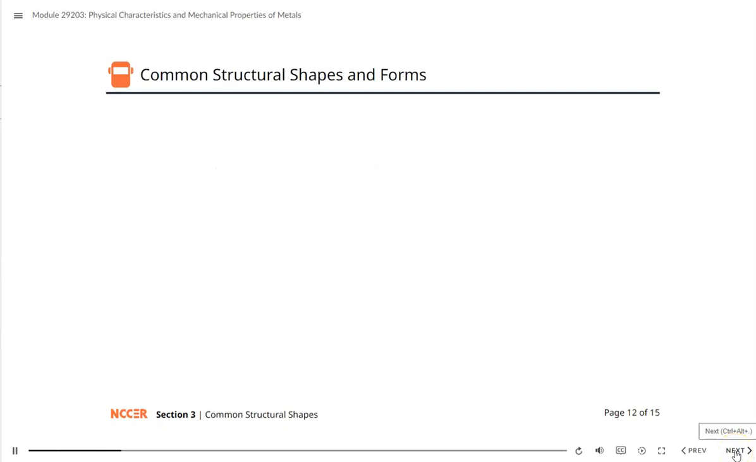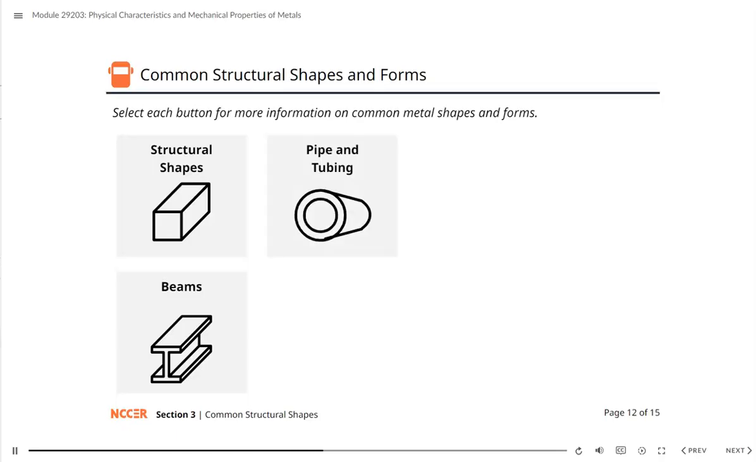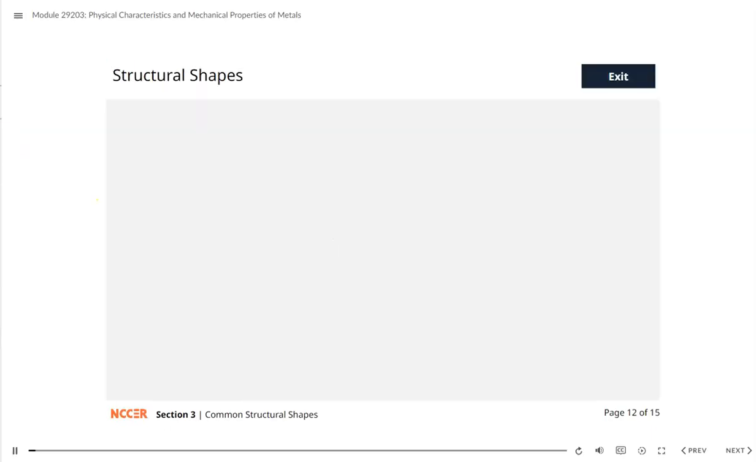Metals come in a number of shapes and sizes, including structural shapes, beams, pipe and tubing, as well as other forms. Select each item to learn more. Some common structural shapes are plate, sheet metal, bars, and angles.